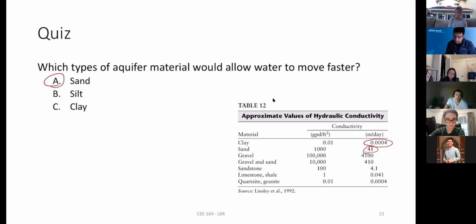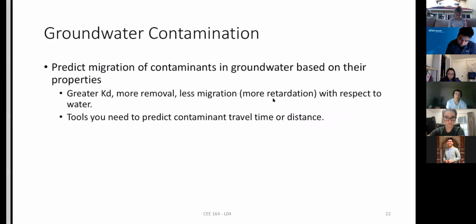And now silt is not given here, but I told you silt size is always bigger than the clay size. That means it must allow water to move a little bit faster, because capillary action will decrease as the size increases. So the right answer is sand.